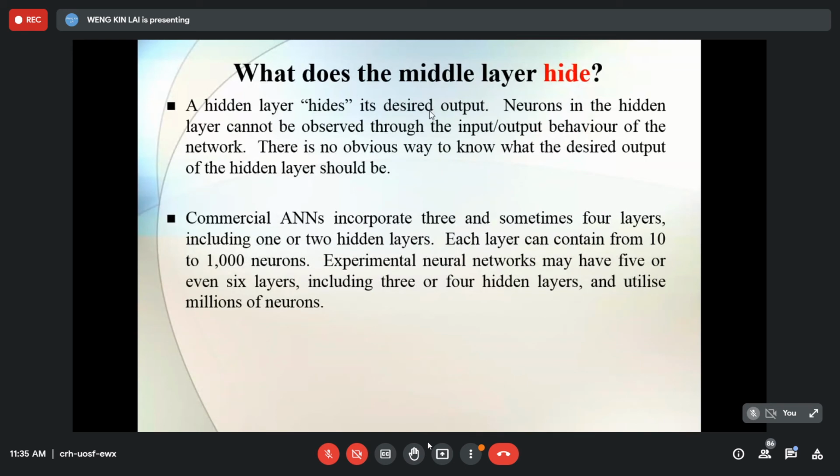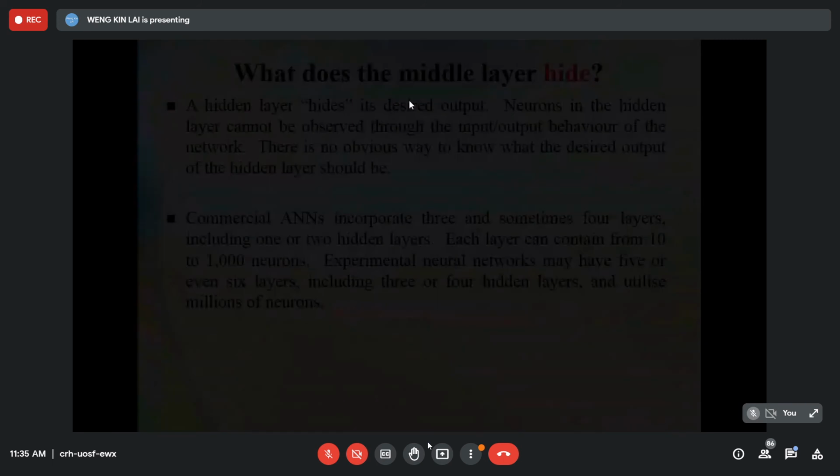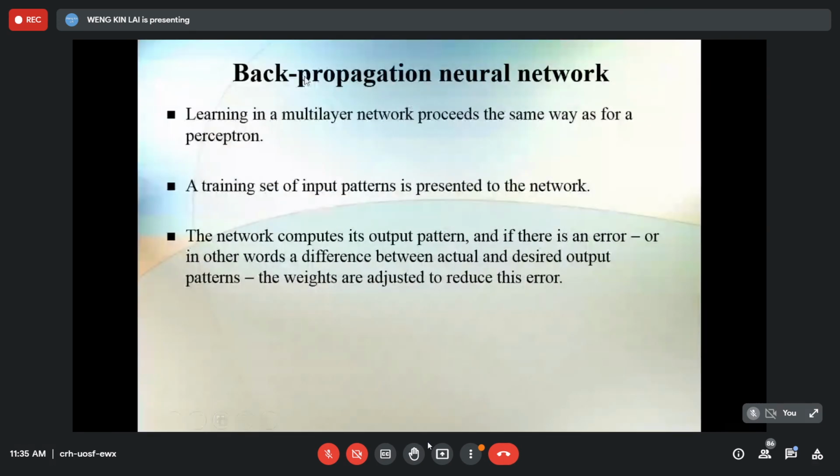But for this multi-layered perceptron network, MLP, we cannot see the hidden layer or middle layer. So how can we then calculate what is the error? Therefore, we have to use a backpropagation learning algorithm, as we now discuss in this slide and the next few slides.